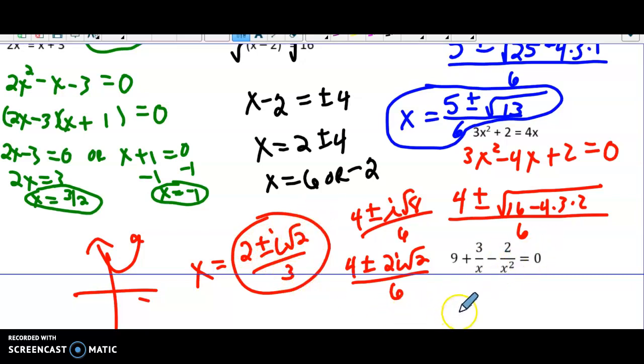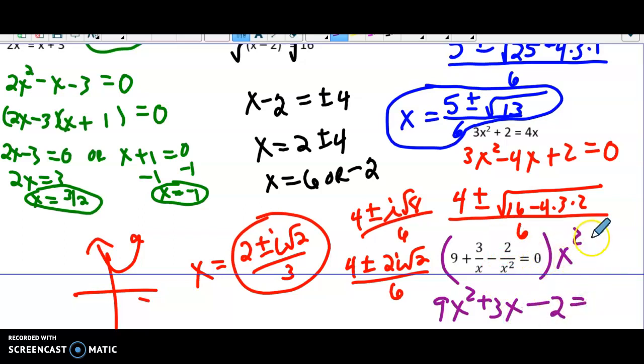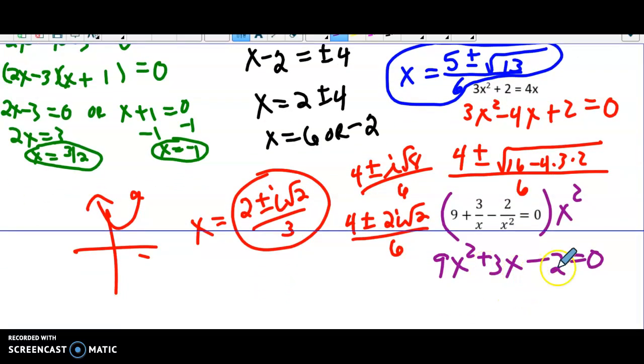This one isn't set up at all, okay? I'm going to multiply everything by x squared in order to be able to have this look like something I can solve. 9 times x squared is 9x squared. 3 over x times x squared is 3x. 2 over x squared times x squared is 2. 0 times x squared is 0. Now I have something that looks like a quadratic. Okay, you have to multiply x squared times each term.